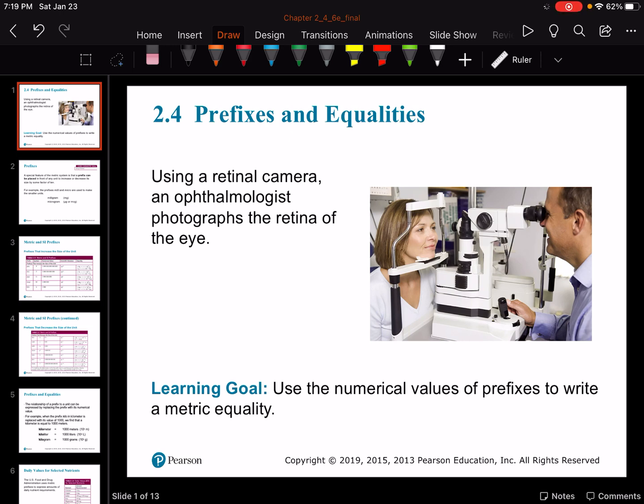Okay, so we talked about using significant figures and calculations. Now we're going to talk about using prefixes and equalities. Our learning goal is to use the numerical values of prefixes to write a metric equality, and you'll see how this is going to make sense in just a moment.